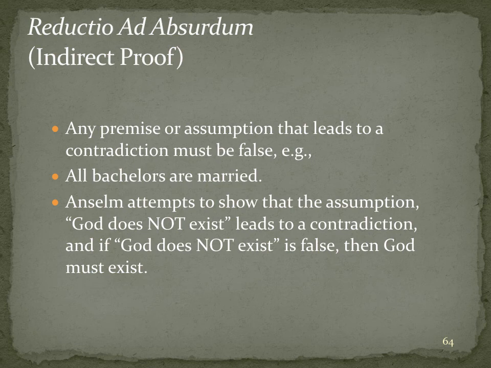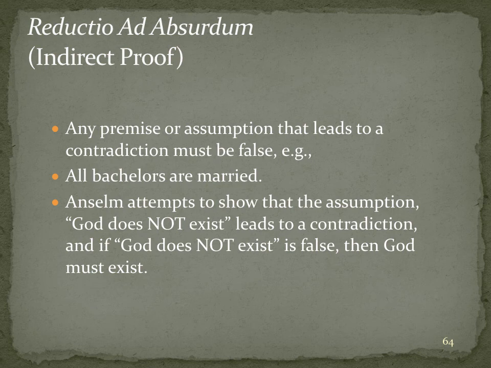So let's go through these bullet points. Any premise or assumption that leads to a contradiction must be false. So Anselm's going to start with the premise or assumption that God doesn't exist. And if you can show that that idea leads to a contradiction, right? A contradiction is something that doesn't make sense. It's something and its opposite, right?